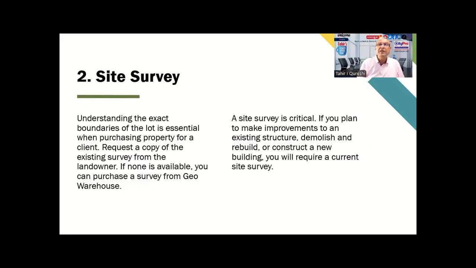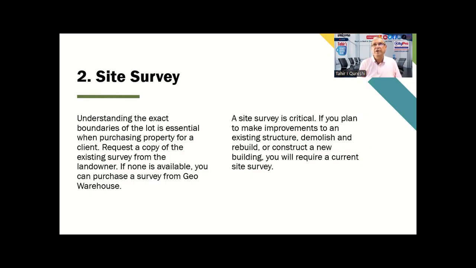The second important thing is the site survey. Understanding the exact boundaries of the lot is essential when purchasing a property for a client. Request a copy of the existing survey from the landowner. If none is available, you can purchase a survey from GeoWarehouse. There are other avenues. You can buy them, or you can ask a surveyor to get it for you. It's going to cost you money. In the city it ranges from $2,000 to $5,000, depending on the location and how much travel they have to do. But it's available from multiple sources.